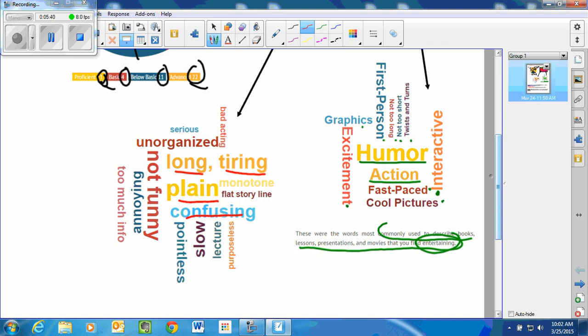Things that are confusing, a flat storyline, things that are not funny, annoying, too much information, pointless, slow, lectures, purposeless. That one came up kind of a lot in different ways, meaning the lesson has no purpose, or the presentation has no purpose, or there's no point to it. Things that are unorganized, bad acting in movies. A lot of kids wrote about actors that can't act. Things that are too serious, somebody wrote.